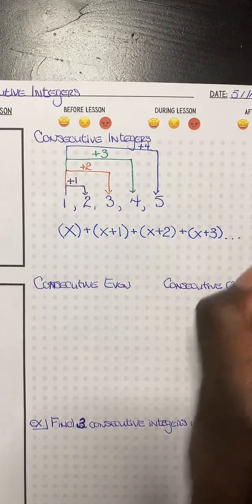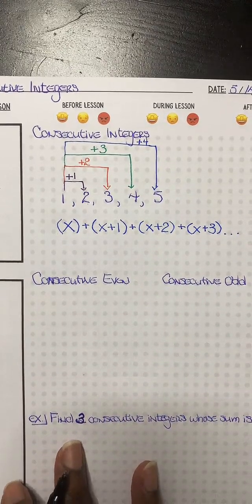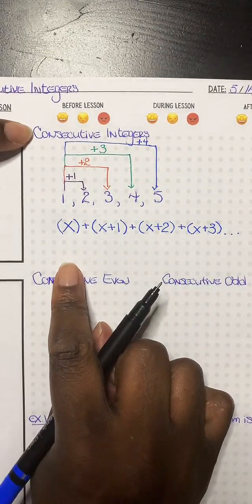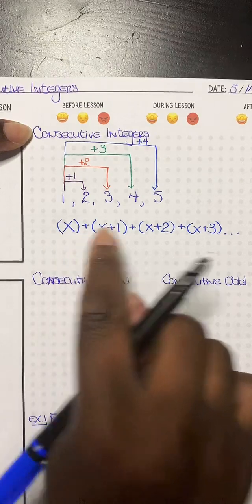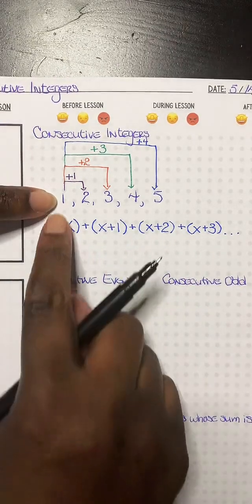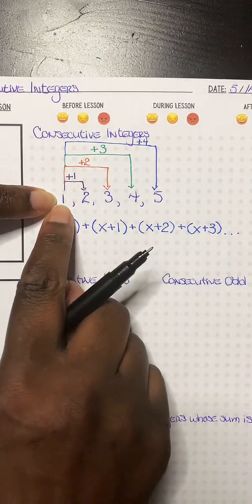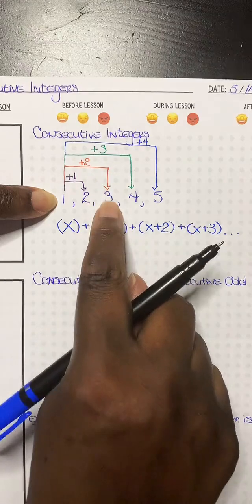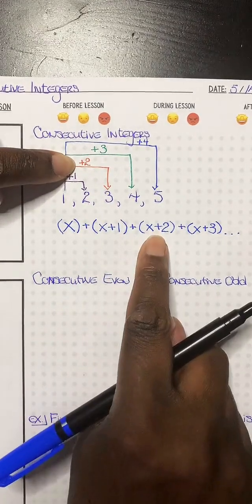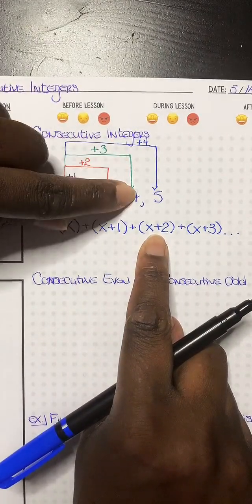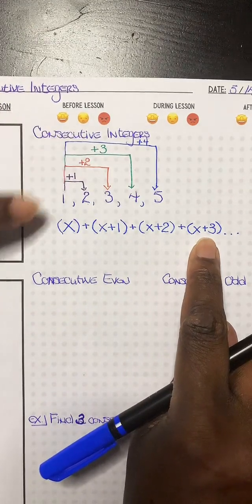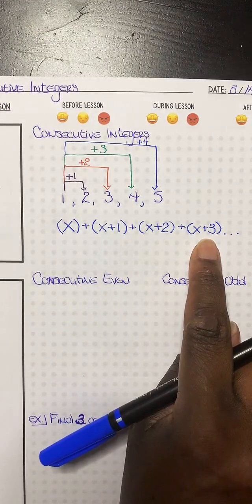And it doesn't matter where we want to start. But when they say consecutive, that means one after the other. So in order for me to get to the next one from your starting point, I have to add 1. In order for me to get to the next one, I have to add 2. In order for me to get to the next point, I have to add 3, and so on. All right?